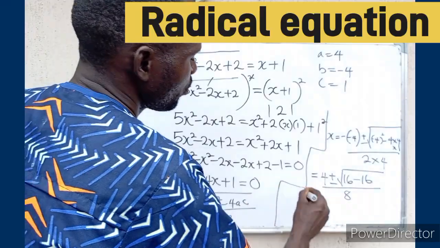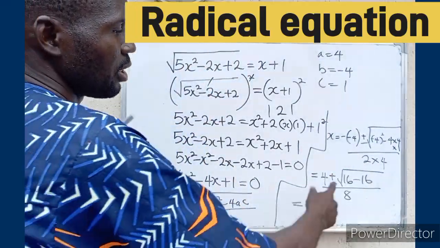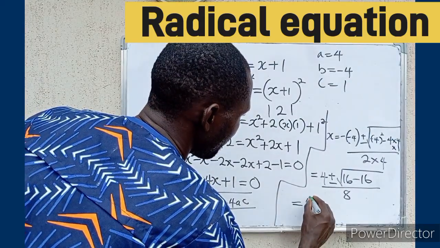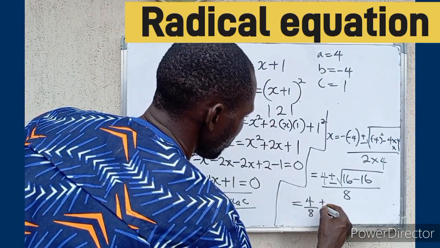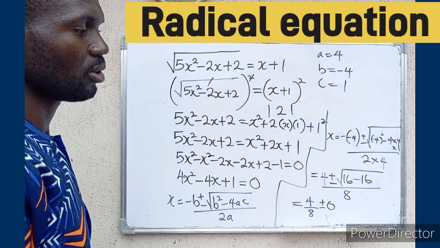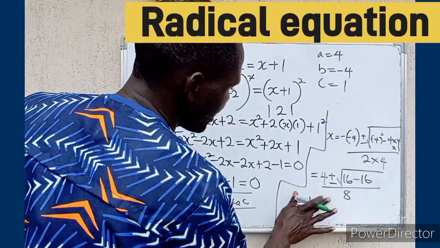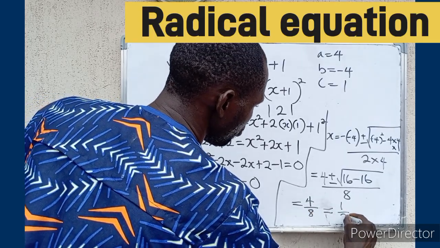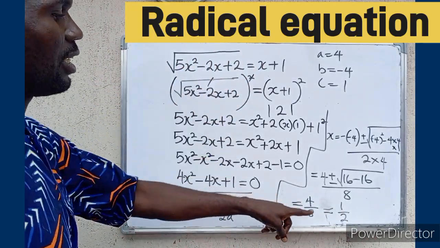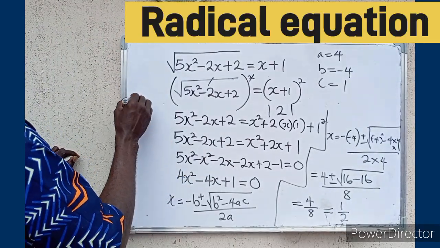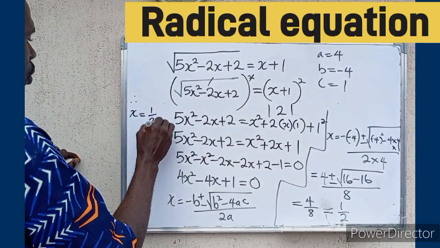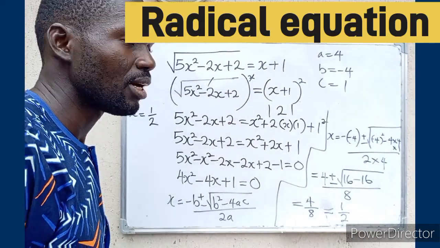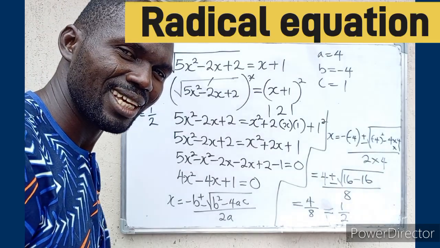So when you take this out, 16 minus 16 gives 0. Then the square root of 0 is 0. So we're going to have 4 over 8 plus or minus 0, which will still remain 4 over 8. So forget about that, so that you can have 4 goes here 1, and 4 goes here 2. So the value of x here is 1 over 2. Therefore, x equals 1 over 2. And when you substitute this, you will see that the answer will give you the same values. Thanks for watching. Have a nice day. Bye bye.